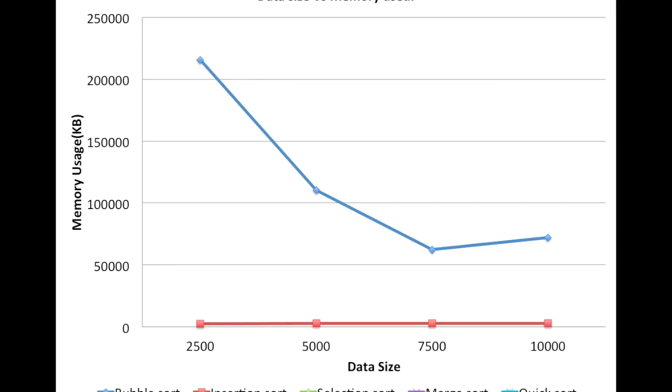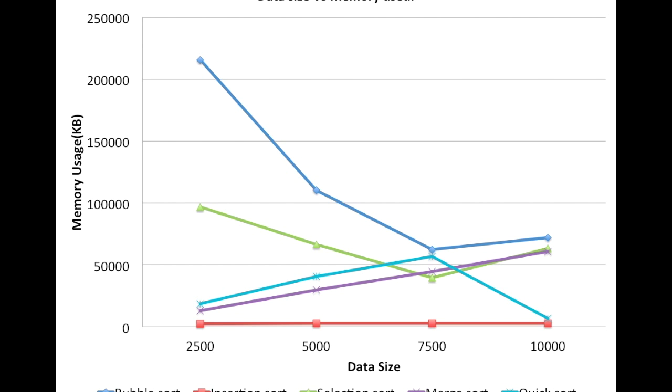Quicksort and merge sort perform better than bubble sort, but they are not as good as insertion sort in terms of memory usage, as quicksort and merge sort involve recursion. It occupies more space in the stack.